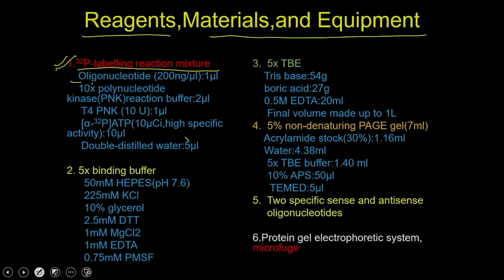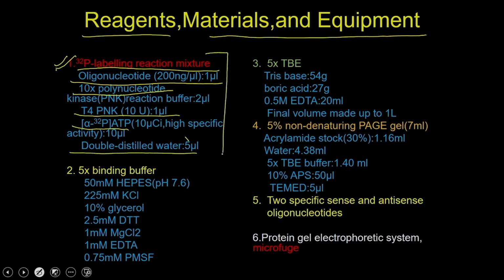So, you take the oligonucleotides, add the 10x PNK reaction buffer, and then add the enzyme T4 polynucleotide kinase, and then add the alpha 32 labeled ATP and double distilled water. This labeling reaction is catalyzed, and it labels the DNA molecule, which is the oligonucleotide you are going to use in the gel shift assay.